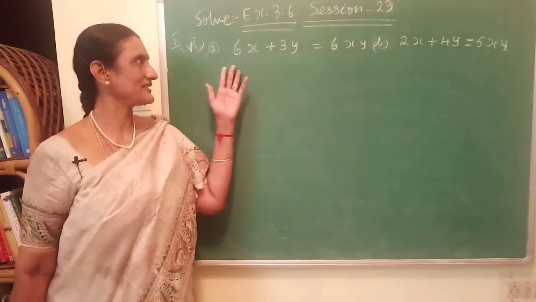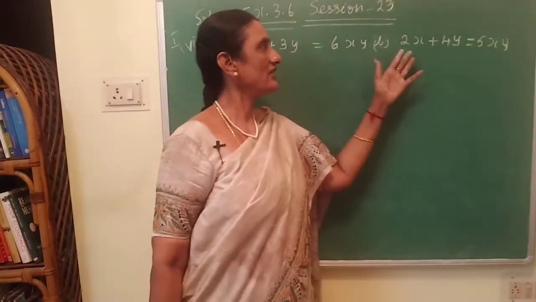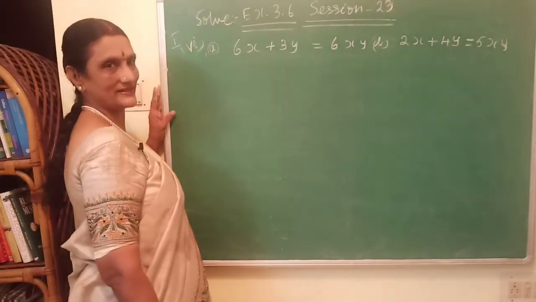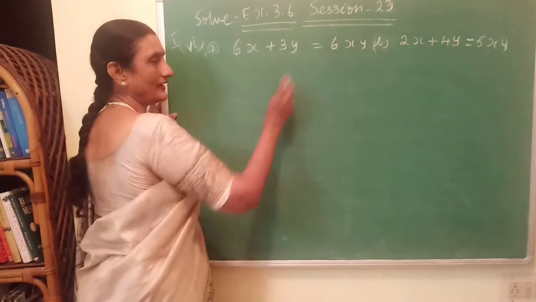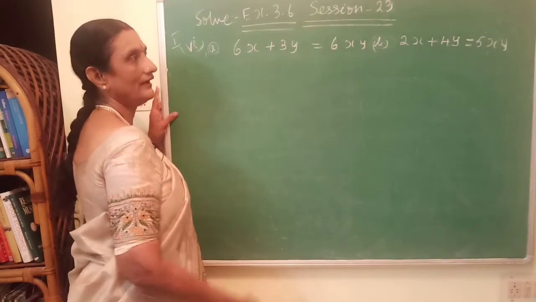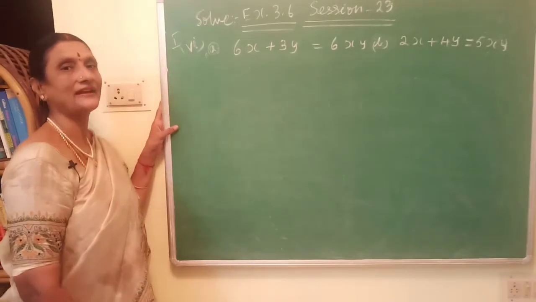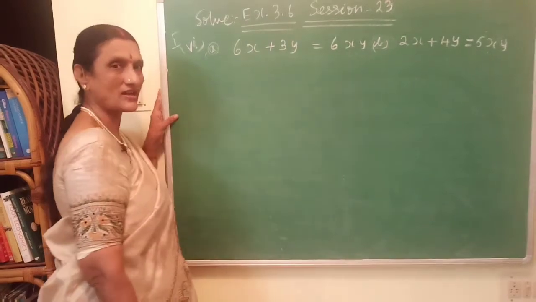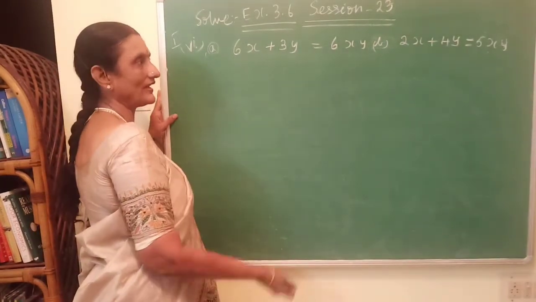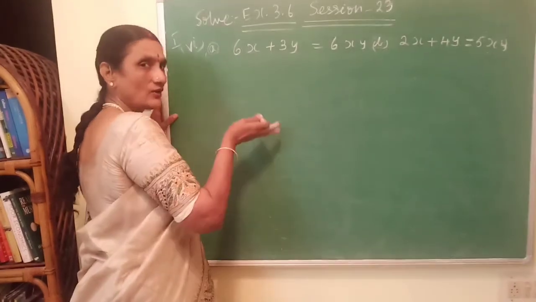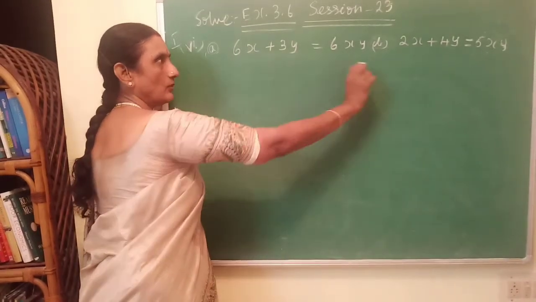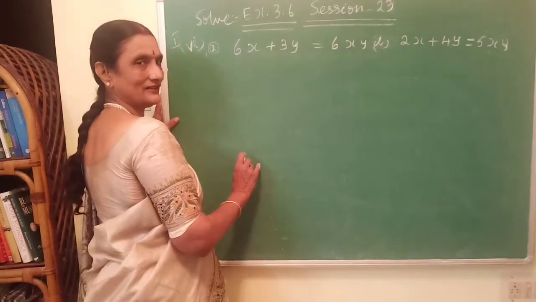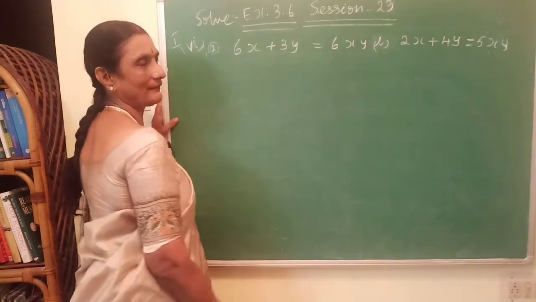It has got two equations: 6x plus 3y is equal to 6xy, and 2x plus 4y is equal to 5xy. Are you understanding? So how are we going to do it? Here we have xy as a variable on the right side, and that has to be removed. Whenever we solve a linear equation, the RHS is completely a constant. But here it is not a constant, so xy has to be removed. So we have to divide all the terms of the equation by xy. By doing so, the constant term will remain as 6 and there it will remain as 5.